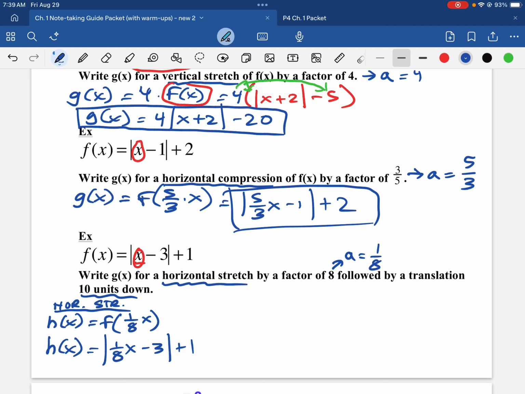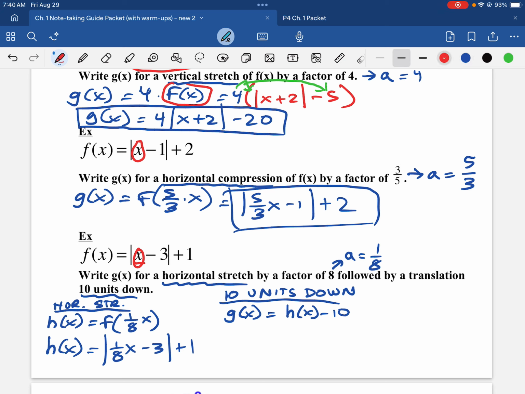Okay, so if they only asked me for the horizontal stretch, I'd be finished. But now I've got to do the second part. I'm going to go 10 units down. Okay, so this is going to be my final answer after I do this one. So I'll call this one g of x. And here I'm going to take h of x, the last one that I wrote, and I'm going to subtract 10 from that.